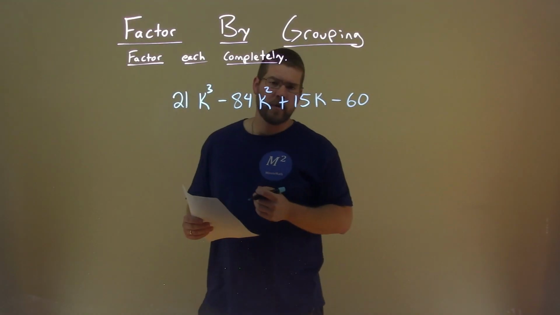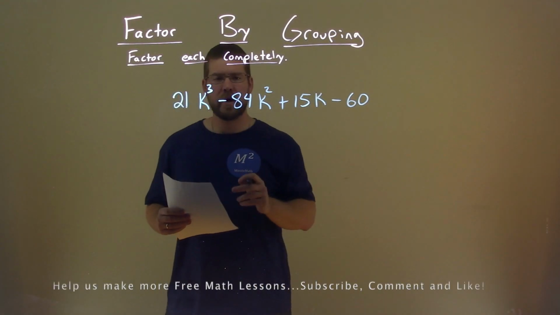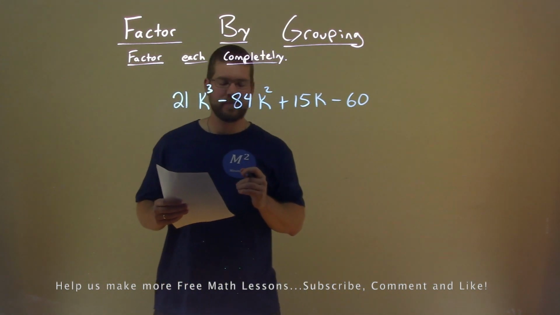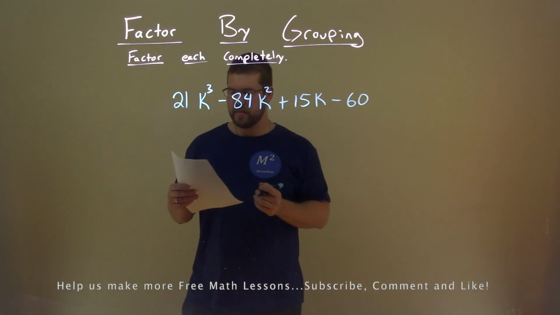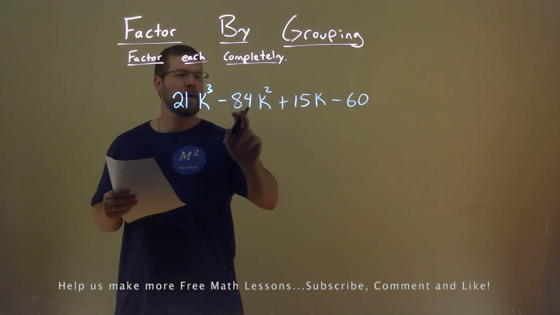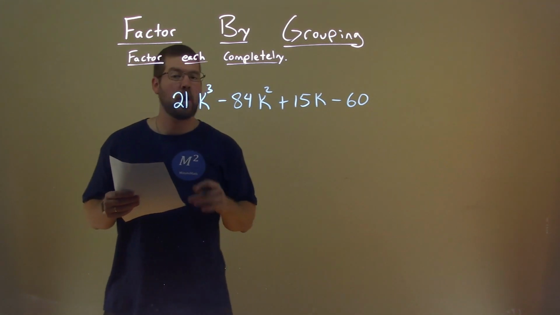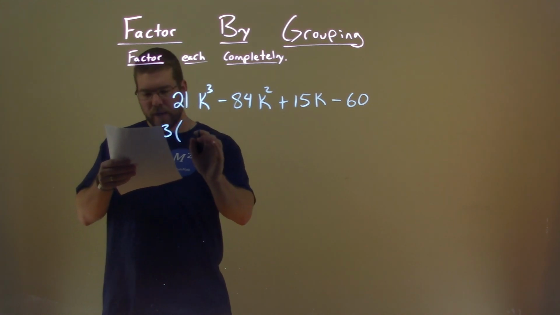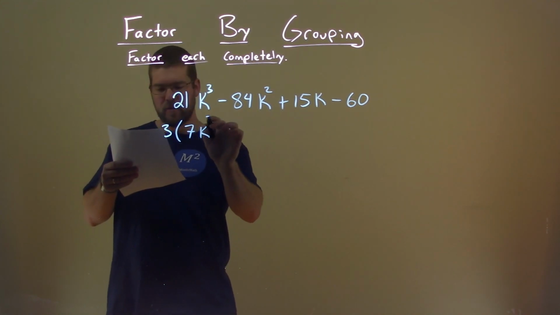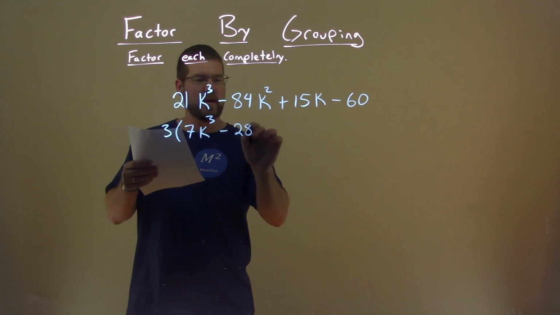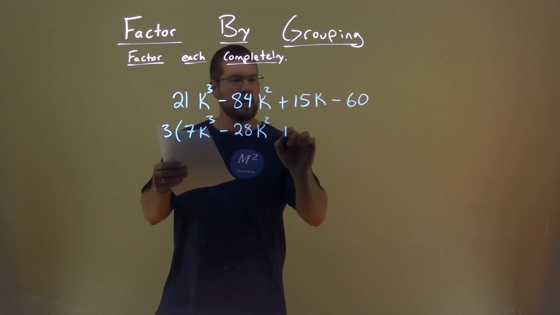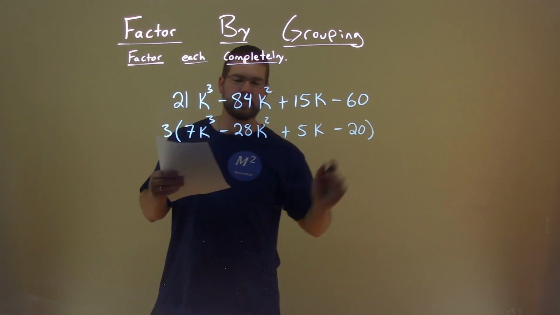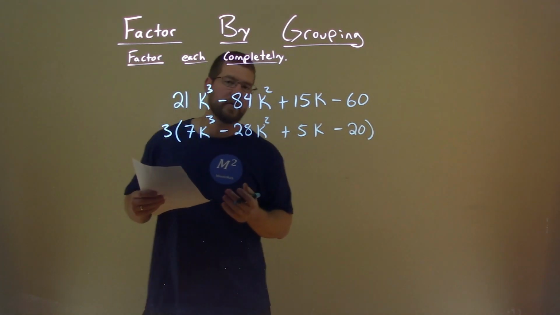We're given this problem right here: 21k to the third power minus 84k squared plus 15k minus 60. And we want to factor this completely. Well, notice 21, 84, 15, and 60 all have the number 3 within it. So if we pull out a number 3, we're left with a 7k to the third power minus 28k squared plus 5k minus 20. So where do we go from here?